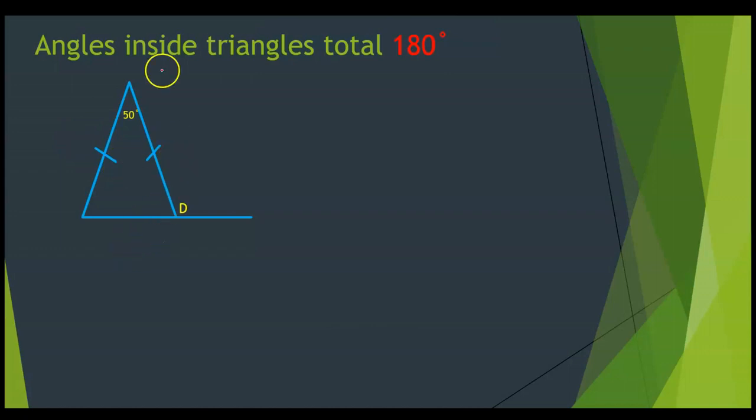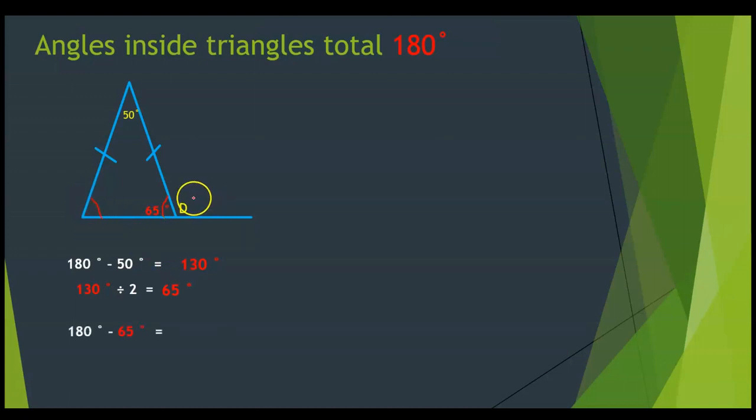Where are the two equal angles in this triangle? If these two sides are equal, then these two angles are equal. If one of the angles is 50, then the two other together will be 180 minus 50 equals 130. The 130 means the two angles together should be 130. So I need to divide the 130 by 2 to get the size of each one of them. So this will be 65 and the second one will be 65.